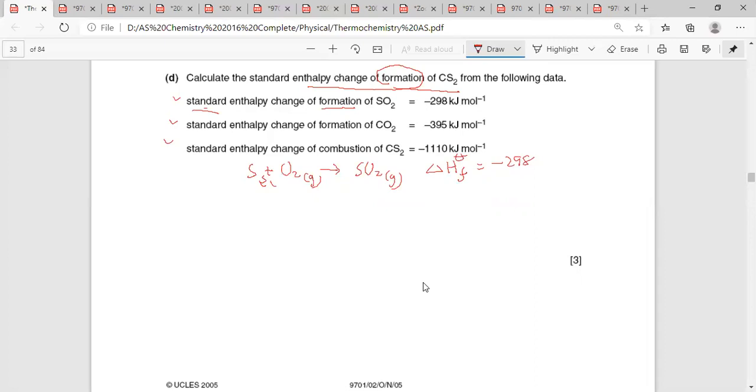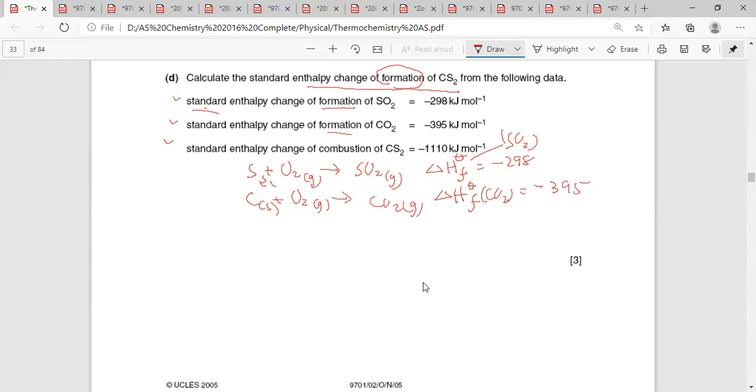Secondly, of course, here is the standard enthalpy change of formation for CO2. Formation again, 1 mole of the compound CO2 gas from its elements, carbon plus oxygen O2, remember? This is gas, and carbon is solid as standard. Here, delta H of formation of CO2, standard. Equals how much? Minus 395.